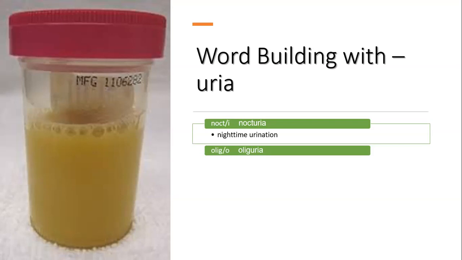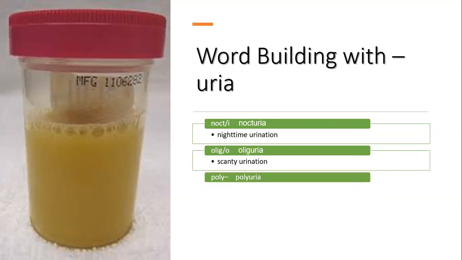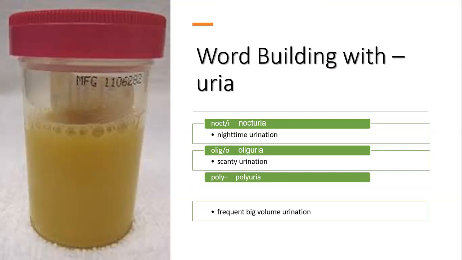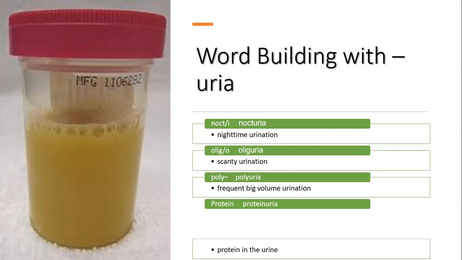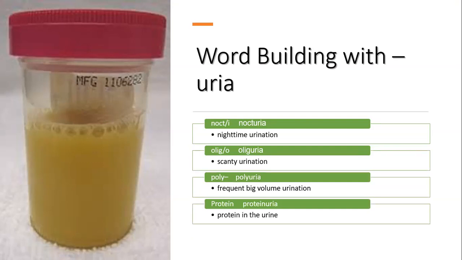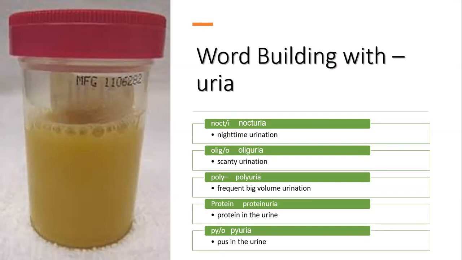Oliguria, scanty urination or a small amount of urine. Polyuria, frequent big volume urination. Proteinuria, protein in the urine. Biuria, pus in the urine, like in the figure here.